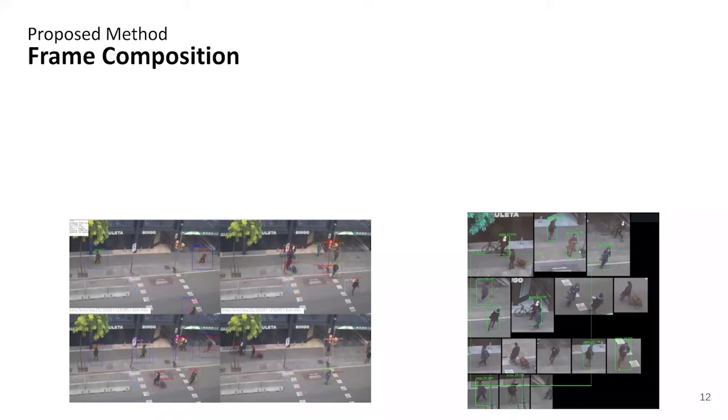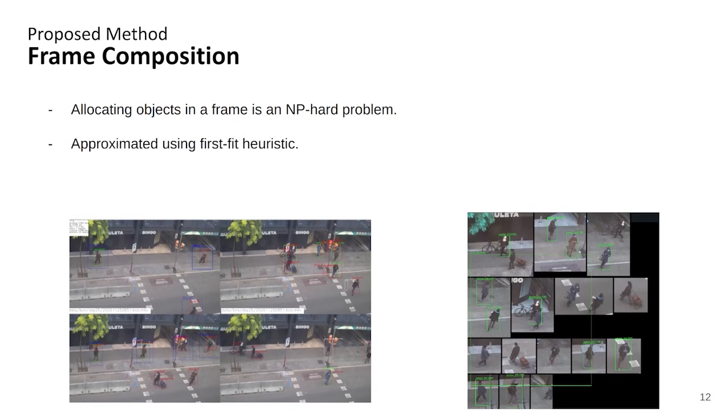Once objects have been extracted from a scene, they have to be allocated into a composite frame. Allocating objects in a frame is an NP-hard problem, and for that we approximate it using a first fit heuristic. A suboptimal solution for this problem generates frames that contain blank spaces. This implies that objects will appear smaller once they are resized to the neural network's input size. However, this does not necessarily translate into a lower accuracy of the models.